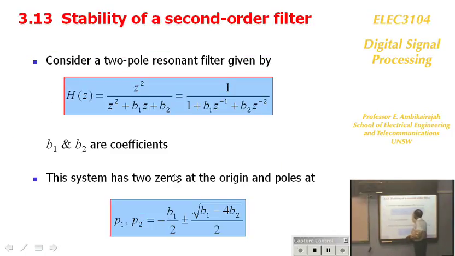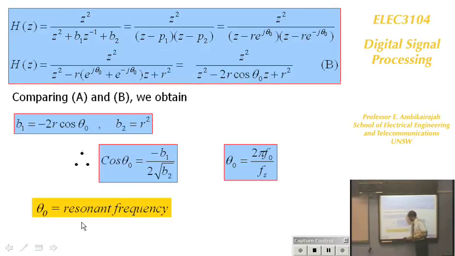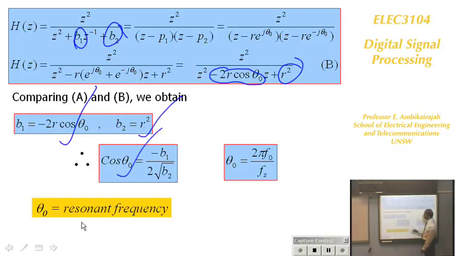How am I going to do it? I just say, right, here you go. If b1 has to be equal to minus 2r cos θ0, they are exactly the same. So b2 has to be equal to r squared. So I can now write b2 equal to r squared, b1 equal to that. So cos θ0 is equal to minus b1 over 2r. I have done this in chapter 1 of part B, second order. So this is called the resonance frequency of the filter, or the second order filter.